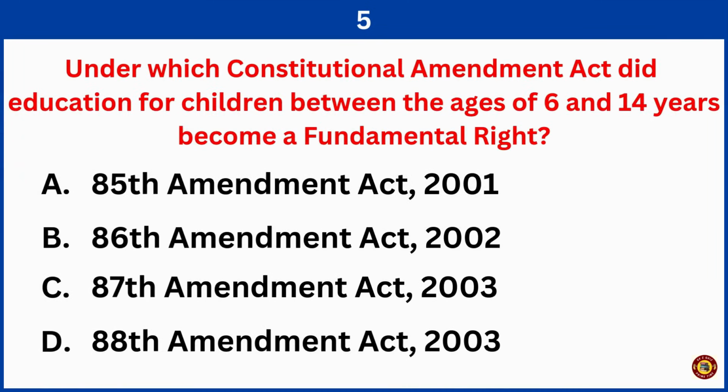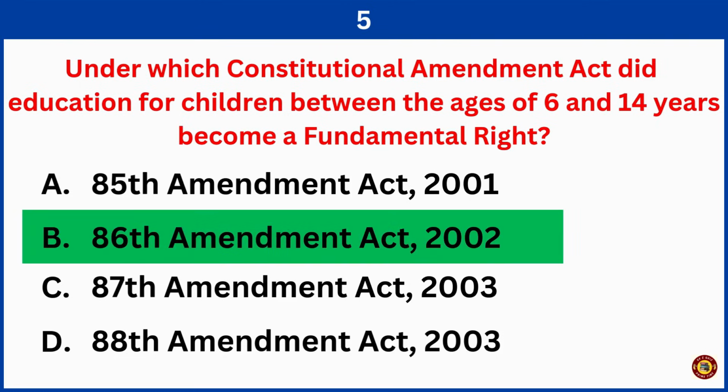Under which Constitutional Amendment Act did education for children between the ages of 6 and 14 years become a fundamental right? Correct answer is option B, 86th Amendment Act 2002.